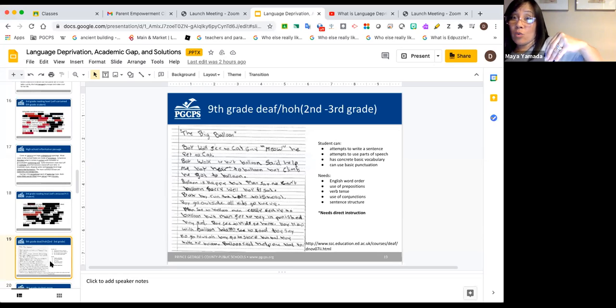And we try to repair those errors, but there are so many grammatical errors, we will never be able to get them to that level where they should be with their hearing peers. So it's an ongoing learning process. And once they leave high school, they have to keep relearning these skills that they should have had a long time ago.